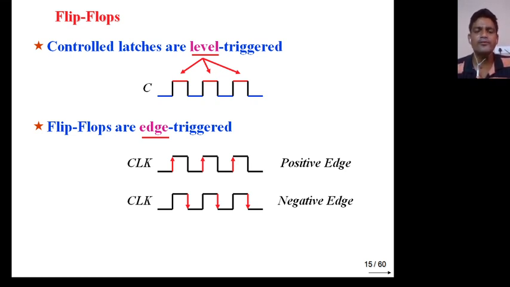Whenever we use edge triggering, either positive or negative, or you can say leading or trailing, we will get stable output. But in case of level triggering, we get race around condition. Output will change many times in a single clock pulse depending upon the value of inputs. It's all about RS, D flip-flop and level and edge triggering.